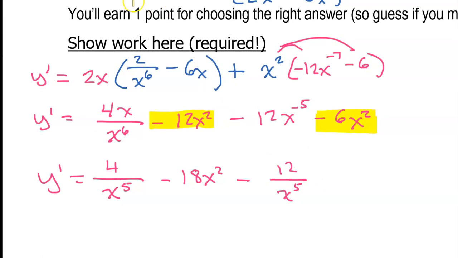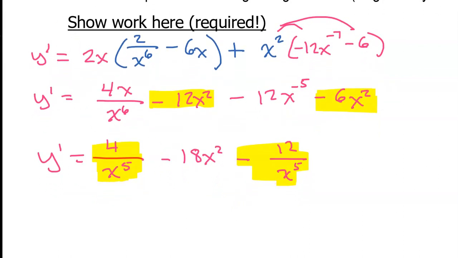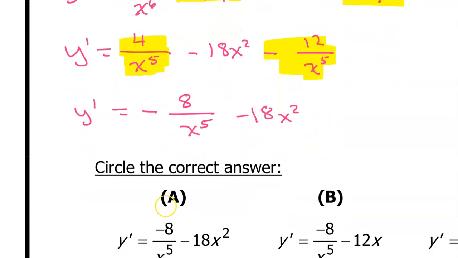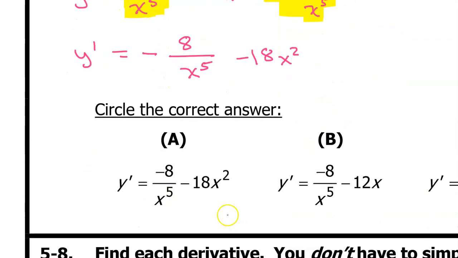But like I said, I'm noticing that these are like terms. So 4 minus 12 is negative 8. So when you put that together, you're going to have y prime is equal to negative 8 over x to the 5th power minus 18x squared. So this should match up pretty well with one of the answers below. And there it is. Choice A is the answer.